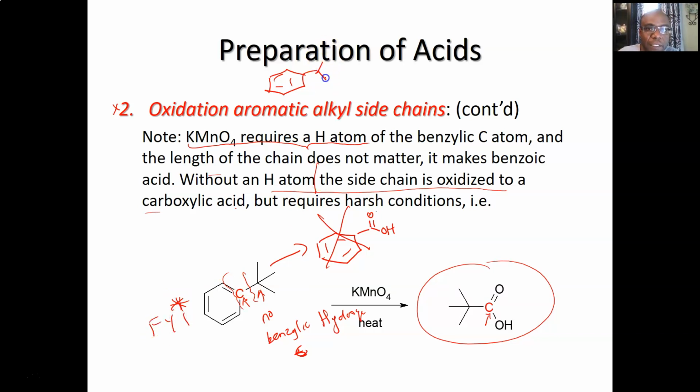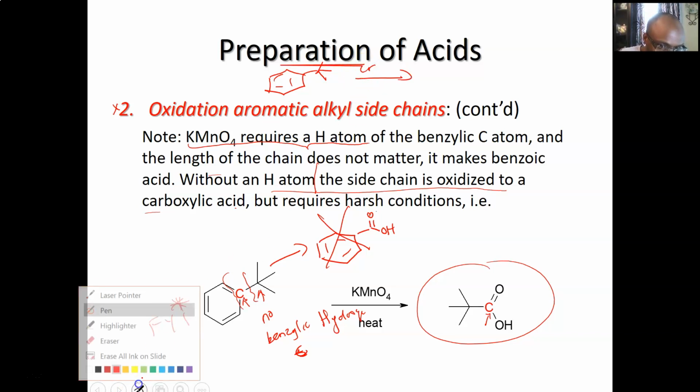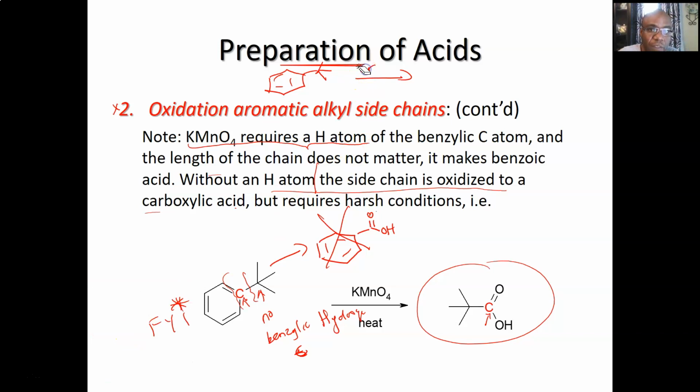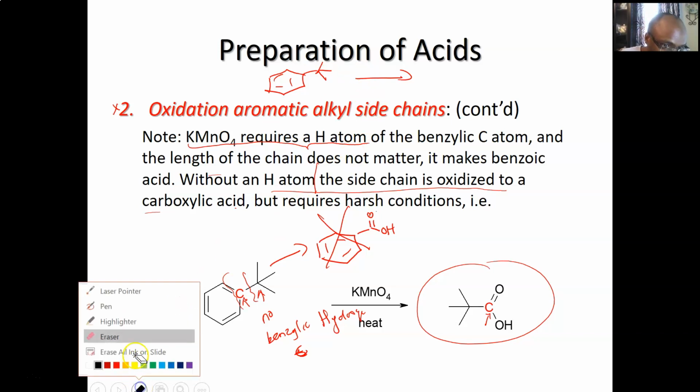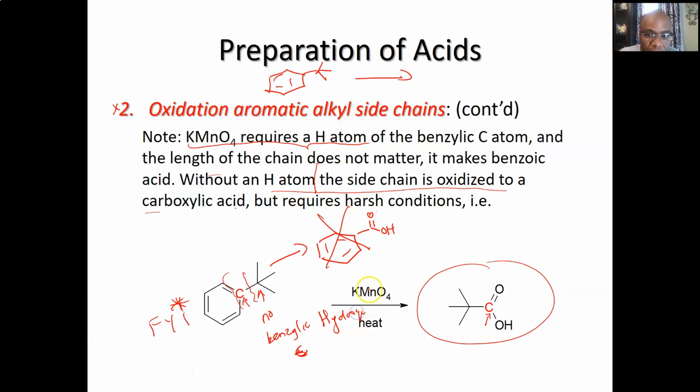What I want you to know is that if I give you this and I give you Jones reagent, okay, not potassium permanganate, because potassium permanganate I told you is very harsh, this reaction is very messy. So let me say that I give you chromic acid conditions, Jones oxidation. If you have Jones oxidation with this, because there is no benzylic carbon, there is no benzylic hydrogen, then the answer will be no reaction.